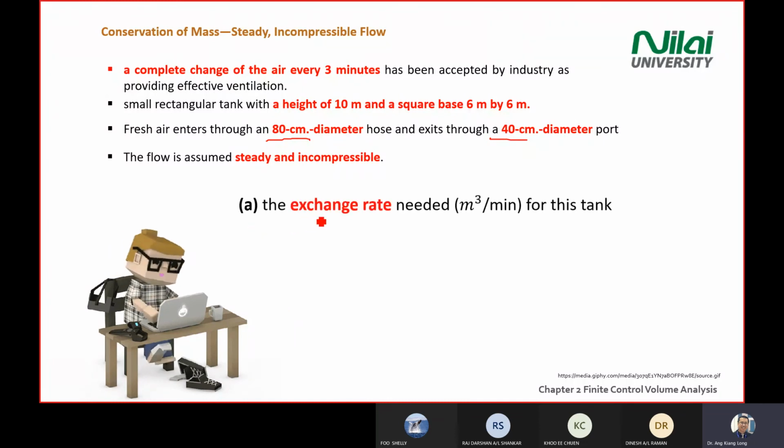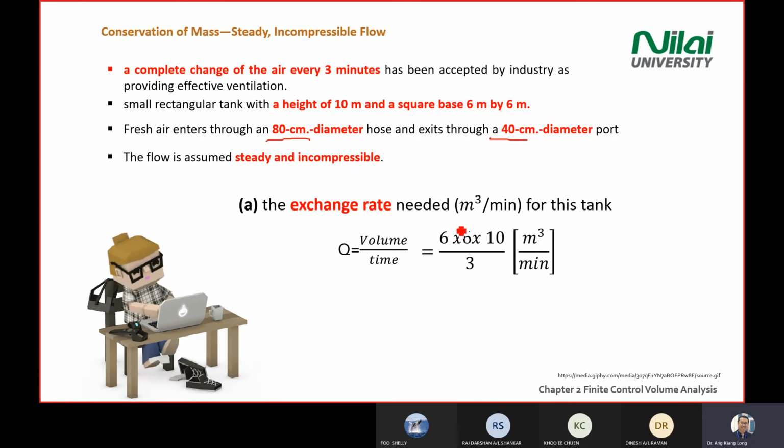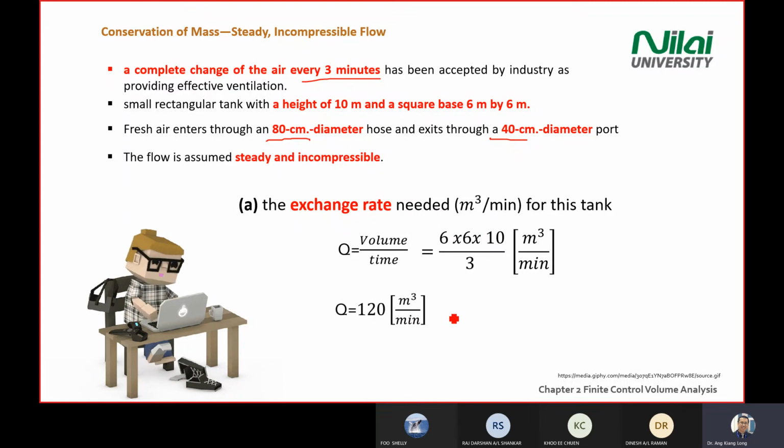Now for A, we need to find the exchange rate needed for this tank. So recall your Q. Q is the volume flow rate given by volume divided by time. So the volume, just now we already drew for you. So the volume is 6 times 6 times 10. You get the volume. Time in the question is 3 minutes. So you just take the volume divided by the time given. You use your calculator and you get the answer.